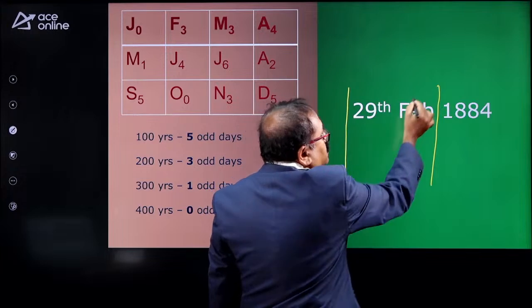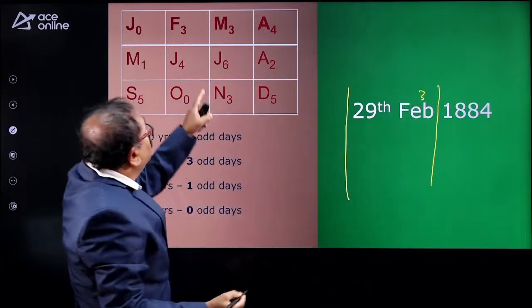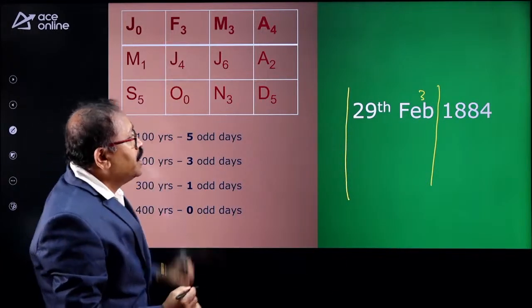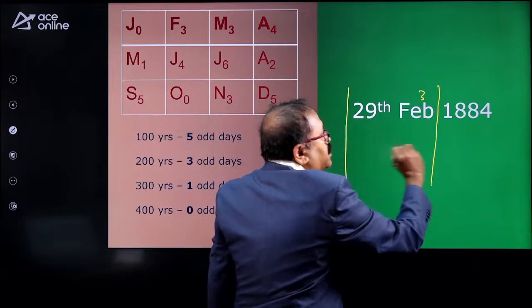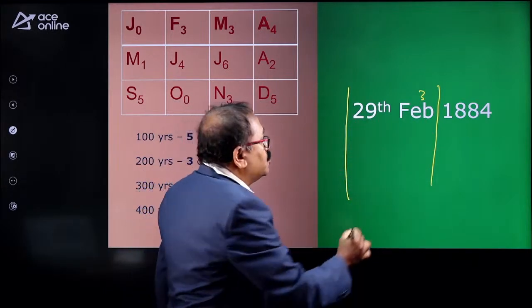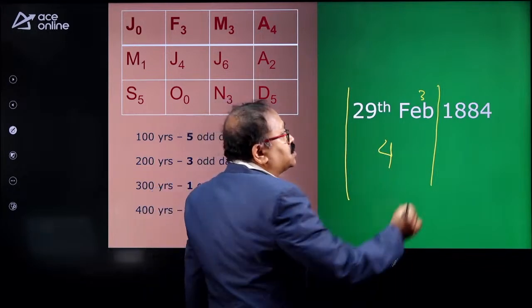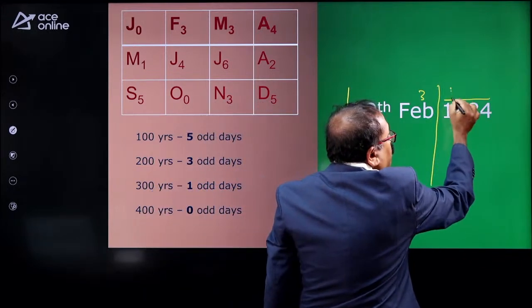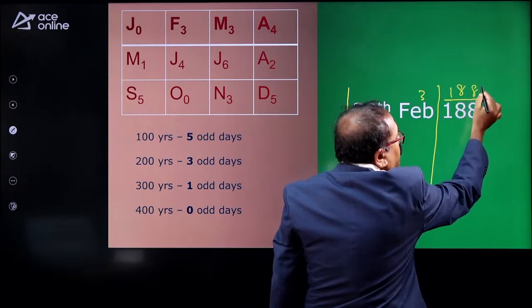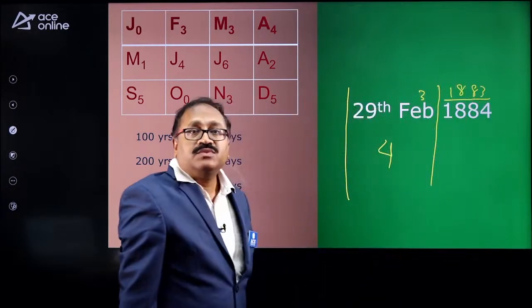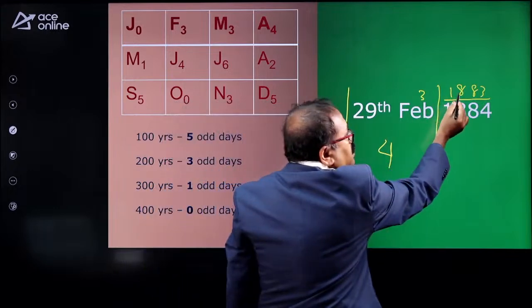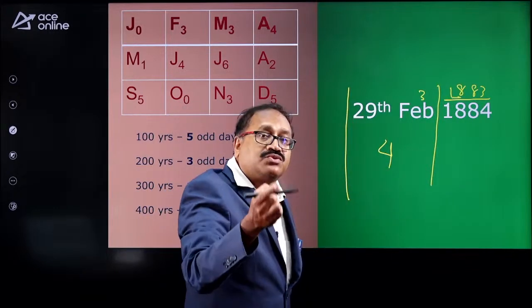The February has 3 code. You can see the February code is 3 here. Now 29 plus 3 divided by 7. So your remainder is 4 here. And the next one, I will calculate the number of odd days for 1883. So 1800 can be written as 1600 plus 200.